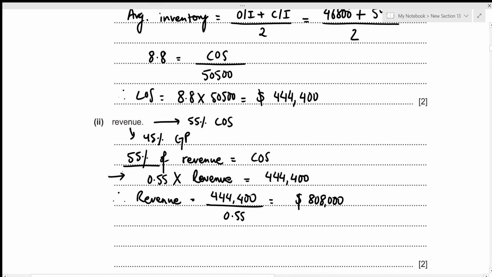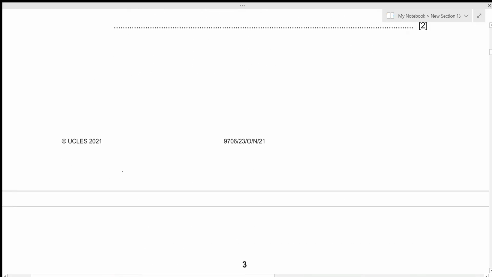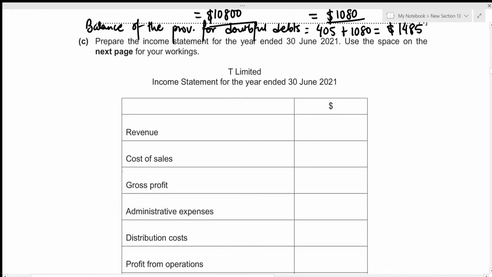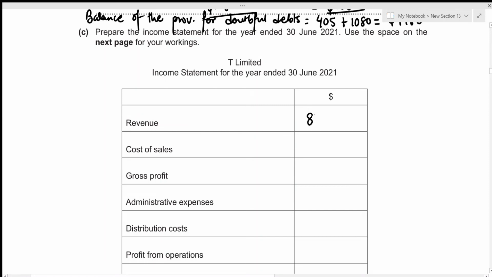So our revenue was 808,000, whereas our cost of sales was 444,400. Let's just write it down. So revenue, that's 808,000. Cost of sales, that's 444,400. We need to subtract the cost of sales, so I'm just going to write it in a bracket. Now for gross profit, that is just going to be the difference between revenue and cost of sales. So that's 808,000 minus 444,400, which gives the gross profit to be 363,600.